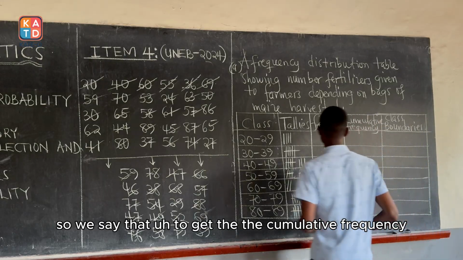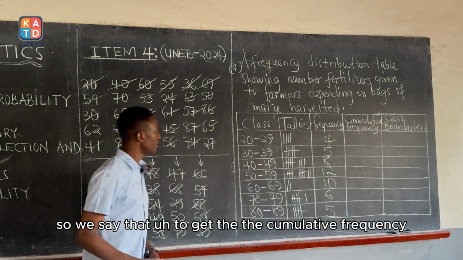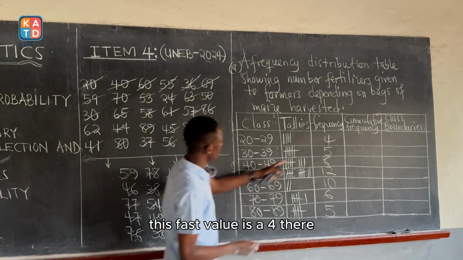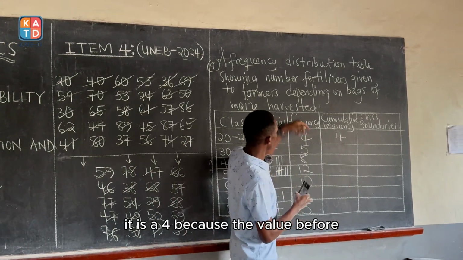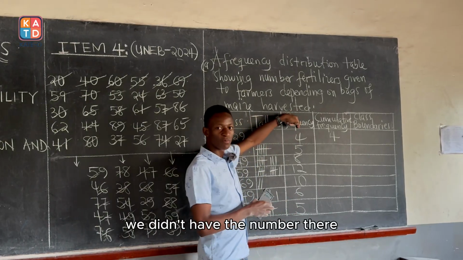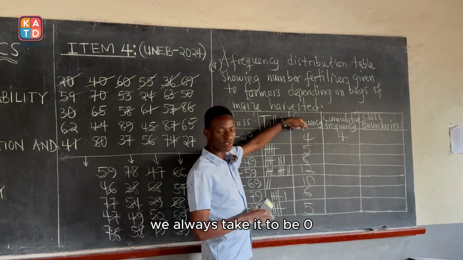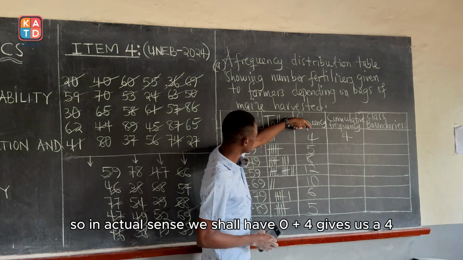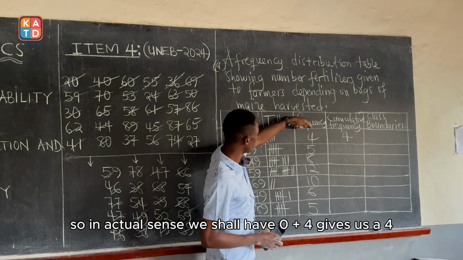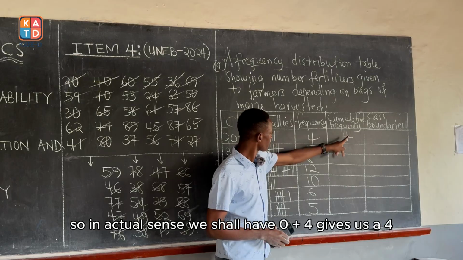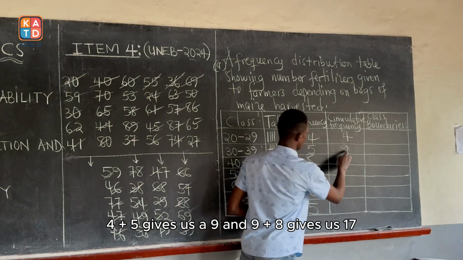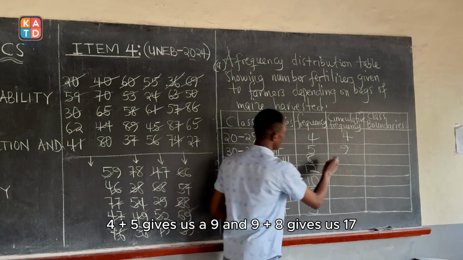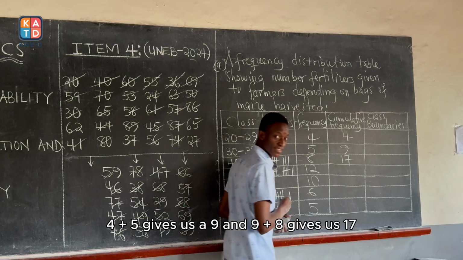So we said that to get the cumulative frequency, this first value is a 4. It is a 4 because for the value before, we didn't have a number there. We always take it to be 0. So in actual sense, we shall have 0 plus 4 gives us a 4. 4 plus 5 gives us a 9. And 9 plus 8 gives us 17.